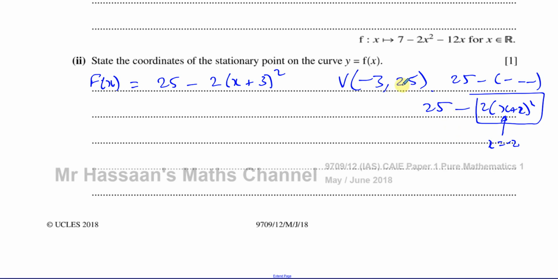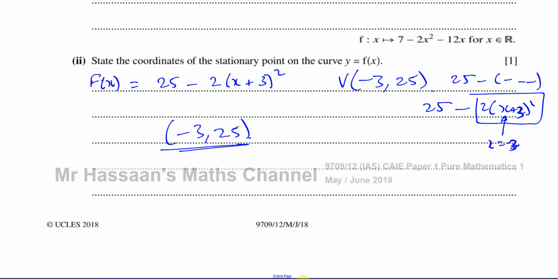And when x is equal to negative 3, sorry, I said 2 there, when x is equal to negative 3, that's when it's going to reach its maximum point. So it didn't ask you to tell the nature of the stationary point, just the coordinates. So we can say minus 3 and 25. That's fine. That's your answer. So there's part 2 done.